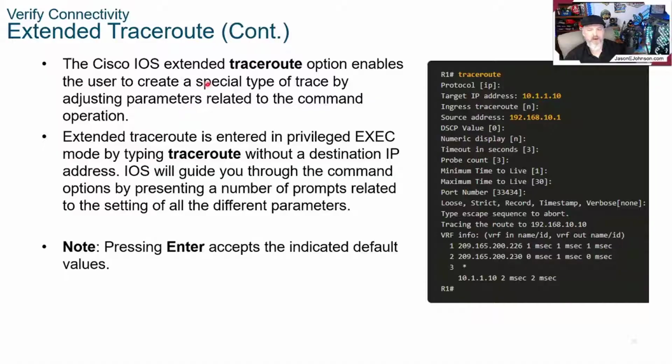The Cisco IOS extended traceroute option enables the user to create a special type of trace by adjusting parameters related to the command operation. In privileged EXEC mode, you type traceroute with a destination IP address. IOS will guide you through the command options by presenting a number of prompts related to the setting of the different parameters. And pressing enter accepts the indicated default values.